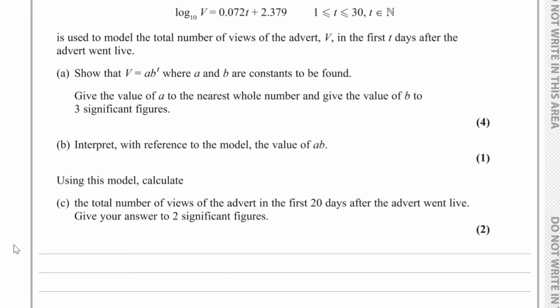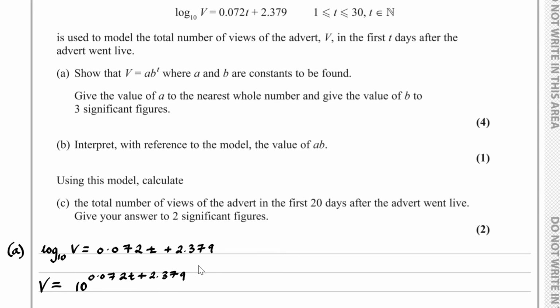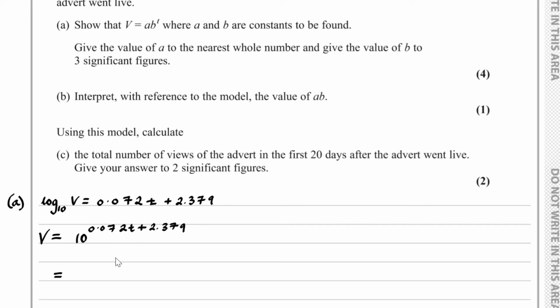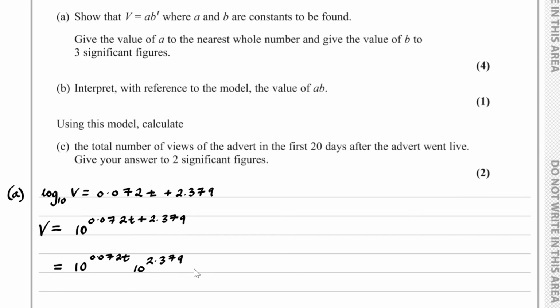So for part A, we begin with the log base 10 of v, and this is equal to 0.072t plus 2.379. And if we anti-log both sides, we see that v is equal to 10 to the power of 0.072t plus 2.379. And if I tidy this up a bit, we can rewrite this as 10 to the power of 0.072t lots of 10 to the power of 2.379. We're just using the laws of indices there.